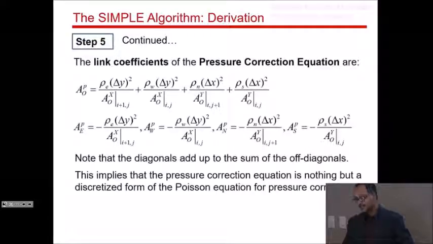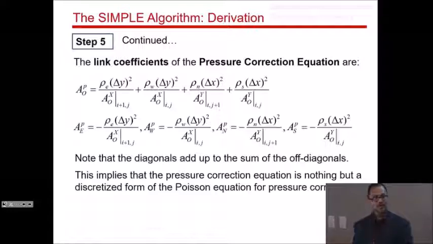That indicates that this pressure correction equation that I just derived is nothing but a discrete form of a Poisson equation. Because that's what you get for a diffusion or Poisson equation. You know that already from what we have discussed before. A classic symptom of a Poisson equation is that if you discretize it, no matter what method, finite volume, finite difference, doesn't matter, the diagonals add up to the off diagonal.